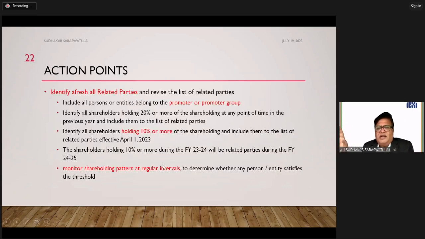If you see the action points arising out of the definition, it includes all persons or entities belonging to the promoter or promoter group. So when you are preparing the list of related parties, you have to put all the promoter and promoter group at one place. After that, you have to see from your ROIM who are the persons or entities holding more than 20% in your previous financial year, or 10% or more in the current financial year, and put them also into the related party category and monitor these shareholdings at regular intervals. Because it says at any point of time during the immediately preceding financial year, even on a single particular day, if that holding was there, whether it was there before or after is immaterial. So you have to monitor your ROIM at regular intervals to determine whether a particular person or entity is a related party or not.